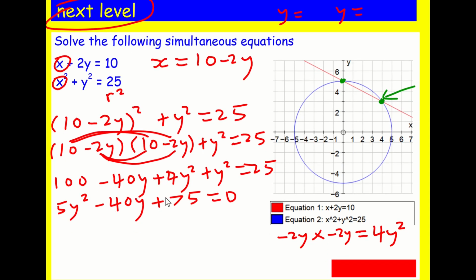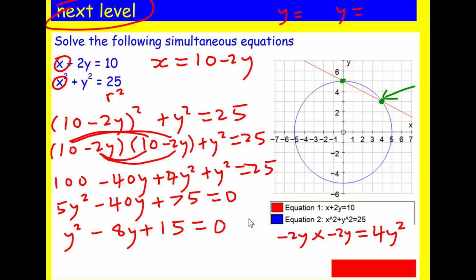This doesn't look very nice, but actually a little tip, when you've got a quadratic with a number in front of the y squared, we'll look at one a bit more complicated than this in a minute, but look for a common factor. And actually 5 goes into all of these. So suddenly that makes life easier. I can divide through by 5, and this is what I get. And we are back to where we were last lesson, factorizing a quadratic.